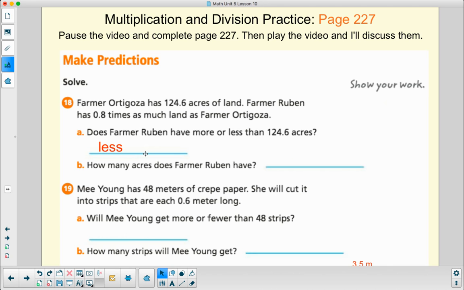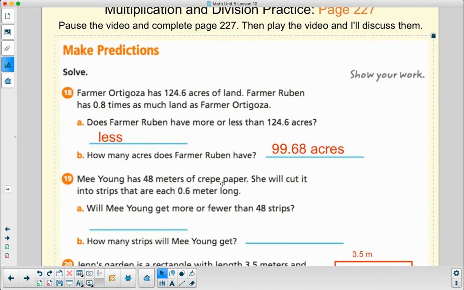And how do I know that? It is less than one group of 124 6/10. So I don't know what happened to this. I did this work already. It should all be here, but it disappeared on me. So I'll have to work it out for you. That's okay.